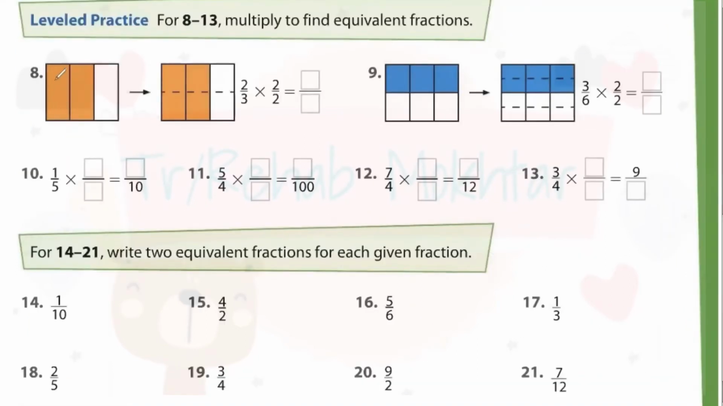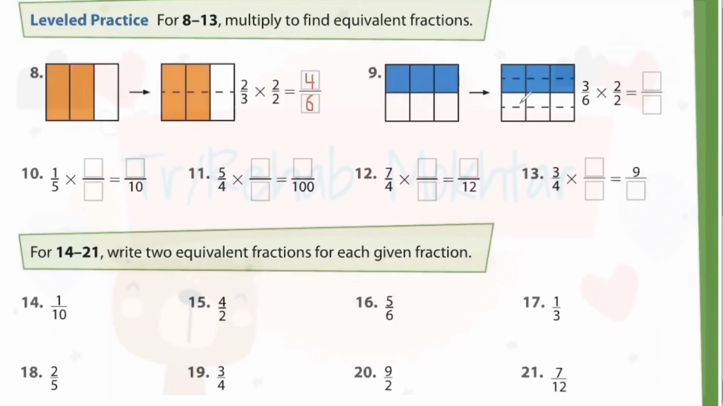Number 8. Here we have a rectangle. We cut it into 3 equal parts and we colored only 2. So the fraction will be 2 out of 3. When we cut it or divide it into 6 equal parts, I will have 4 colored parts out of 6. I can write here 4 out of 6. But teacher, I can find it without models. How? Multiply up by 2 equals 4, multiply down by 2 equals 6.